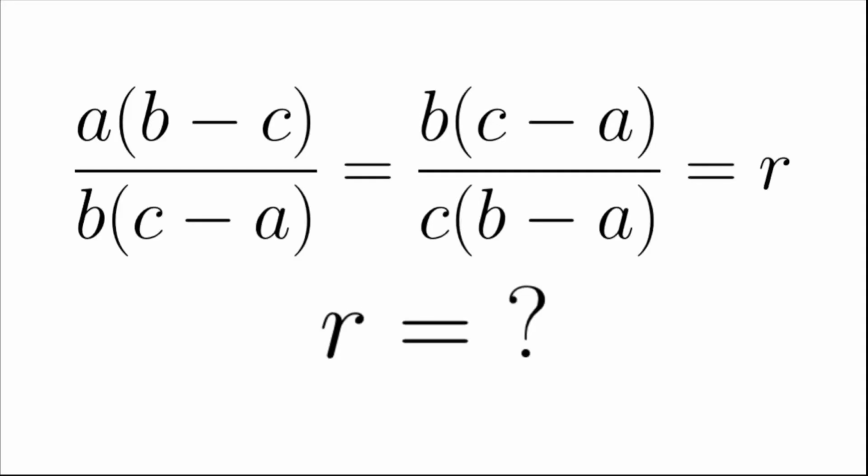Let's take a look at this problem. We have real numbers a, b, and c, such that a times (b minus c), all divided by b times (c minus a), is equal to b times (c minus a), all divided by c times (b minus a). Both ratios are equal to r. Find the value of r.